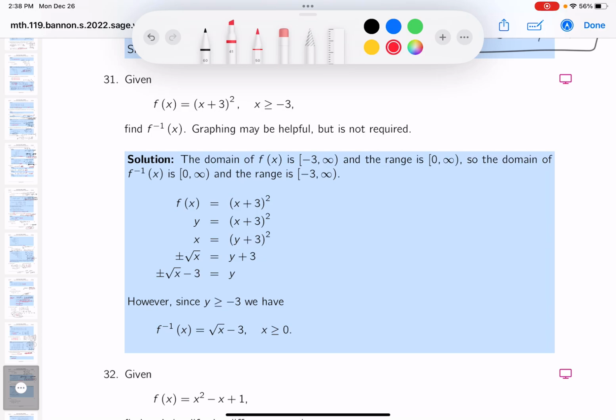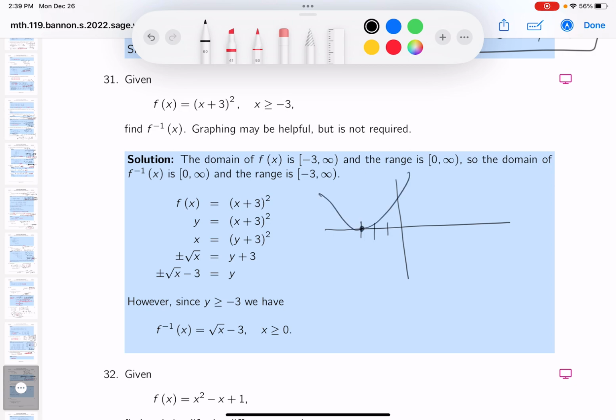Okay, given this, they want you to find the inverse. They say graphing may be helpful. I'll take their hint and we'll graph it out. So what do I have over here? Well, it's a parabola. It's got a vertex at, let's see, 1, 2, 3, at -3. And the parabola would look like this over here.